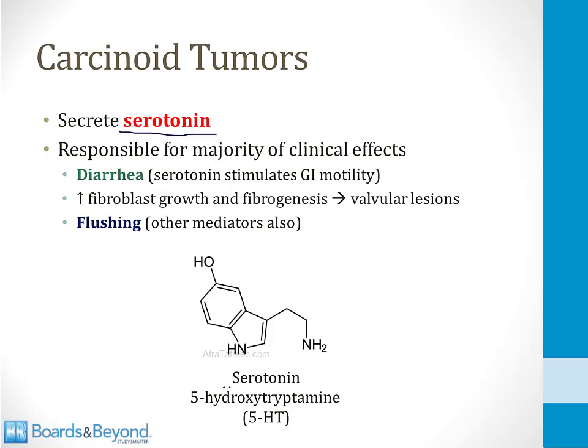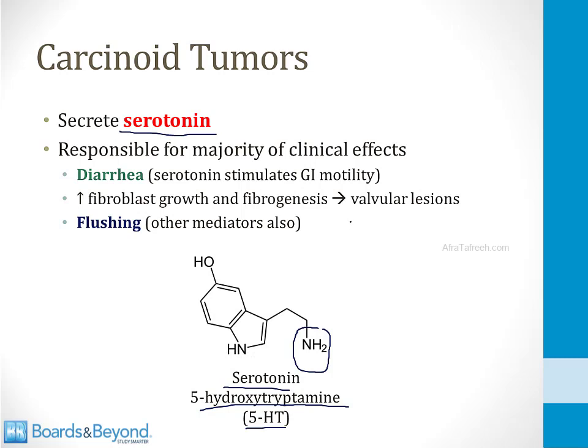This is the structure of serotonin shown at the bottom of the screen. Its formal name is 5-hydroxytryptamine or 5-HT. Note that it has an amine group hanging off of it. It is sometimes referred to as a bioactive amine. And there are other bioactive amines like histamine and catecholamines, and sometimes carcinoid tumors also release those as well. But it is serotonin that's thought to be responsible for the majority of the clinical effects.